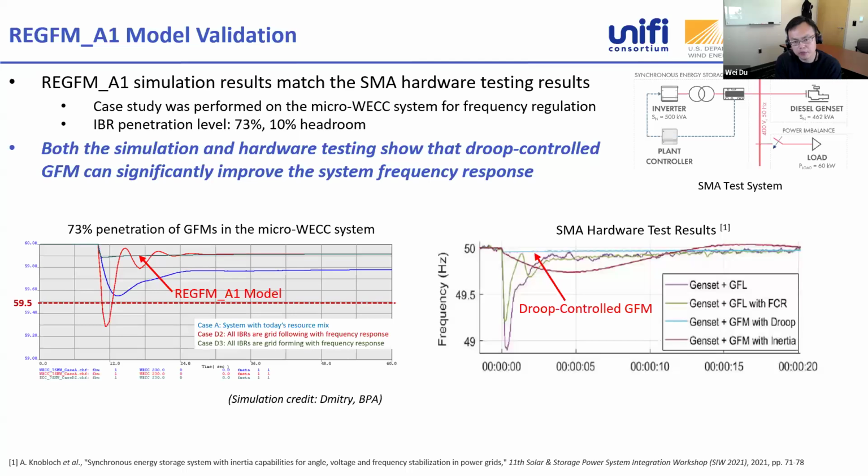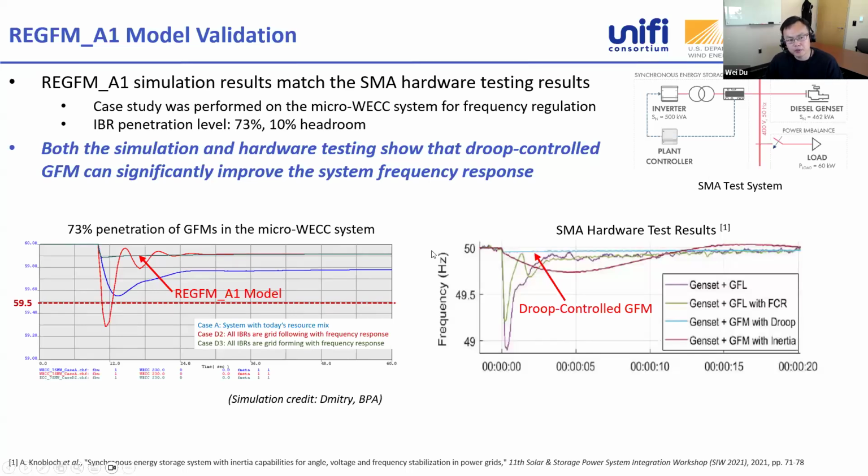Also, recently we found some amazing work done by the SMA team. They published a paper with hardware testing results for this grid forming inverter. You can see that they have a single inverter and a synchronous machine working in parallel, and then did a load change to test the system frequency response. They implemented the inverter control with different controls, including grid forming droop control, grid forming inertia control, and also grid following control. If you look at this blue line, you can see when they implement the grid forming droop control, how stable the frequency is, right? This control can improve the frequency response of this small system.